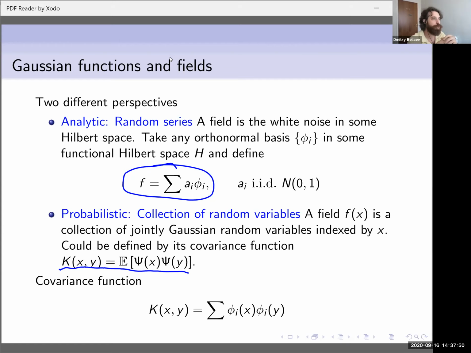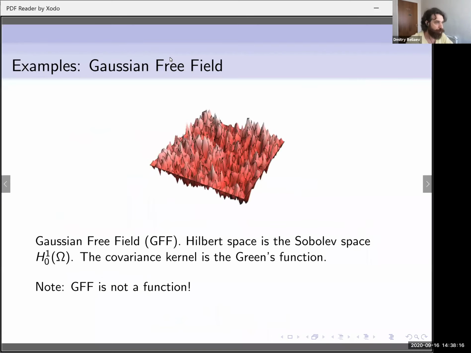Now, how are these two descriptions related? Well, k can be easily expressed in terms of this orthonormal basis, but the other direction is less obvious. If I give you k of x and y, it's not quite clear what the corresponding Hilbert space is and what these eigenfunctions are. Now let me give you some examples.